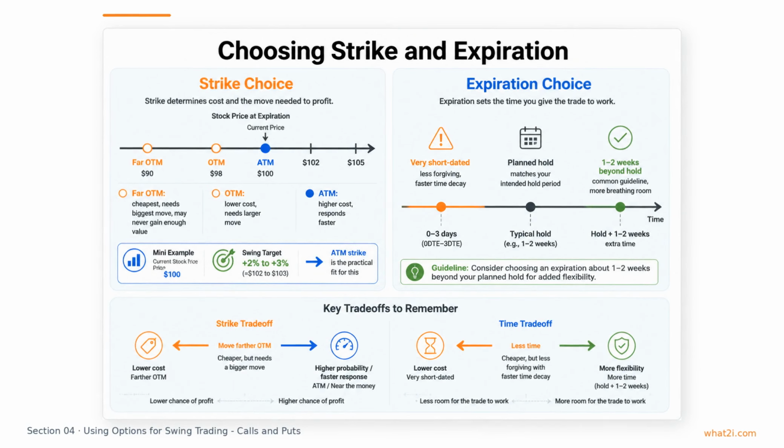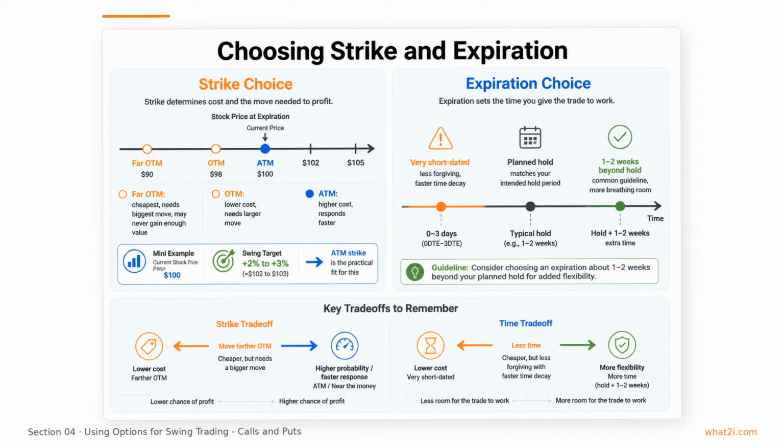Choosing strike and expiration is where many option trades succeed or fail before they even begin. Out-of-the-money contracts cost less, but they need a bigger stock move before they gain value meaningfully. At-the-money contracts cost more, yet they usually respond faster and more reliably to short-term price movement. Very far out-of-the-money options may look cheap, but cheap can simply mean unlikely to pay well. Expiration matters just as much. A common guideline is to buy 1 to 2 weeks beyond your planned holding period so the trade has some breathing room. Very short-dated options are less forgiving, because time decay accelerates and small timing errors become expensive.